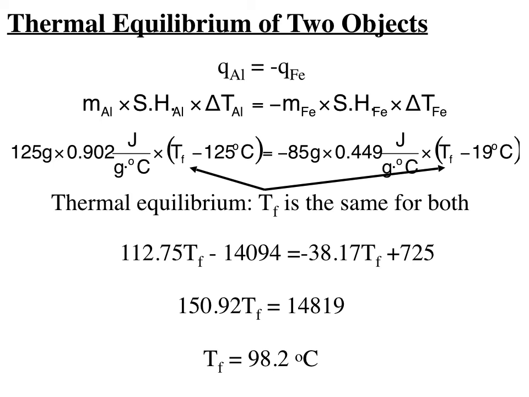So when you distribute the numbers in there, make sure you're careful to get the values I show in the middle of 112.75 T_F minus 14,094 equals negative 38.17 T_F plus 725. You should verify that you can come to those conclusions. Then I gather terms up in T_F on one side and the numbers on the other, as you see. Then I divide both sides by the coefficient of T_F, and I get a final temperature that the aluminum and iron come to of 98.2 degrees.